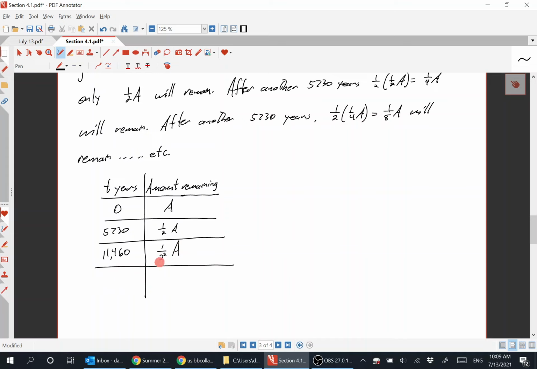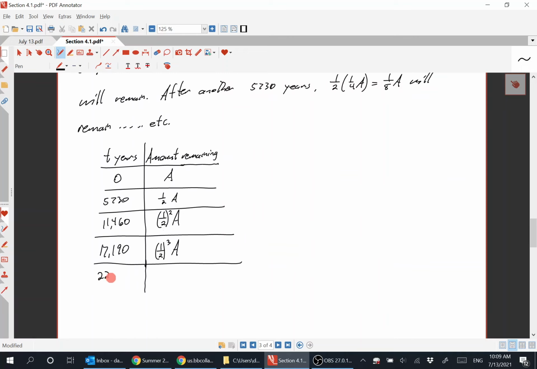Or you can think of it as 1/2 squared. After another 5,730 years, which is 17,190, it's 1/2 to the third A. After another, so it's 22,920. So on and so forth like that.